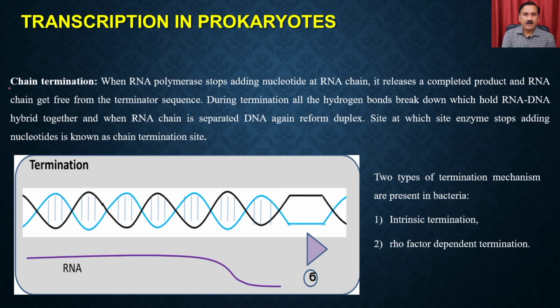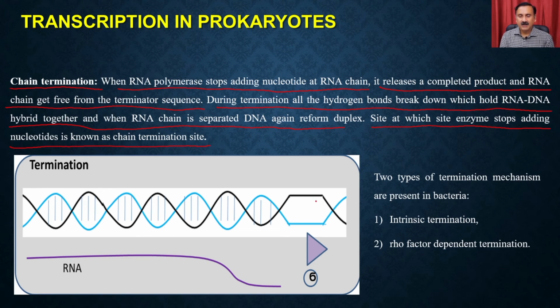Now we are going to have the next stage. So next stage is the chain termination. When the RNA polymerase stops adding nucleotides to the RNA chain, it releases a complete product and the RNA gets free from the termination sequences. During termination, all the hydrogen bonding which holds the RNA-DNA hybrid together breaks down, and then the RNA chain is separated. DNA again reforms the duplex. The site at which the enzyme stops adding nucleotides is known as the termination site.